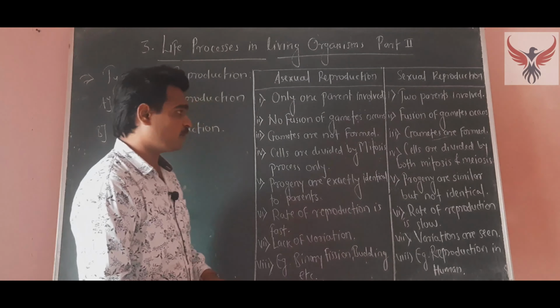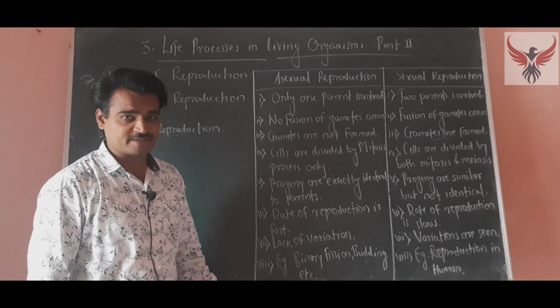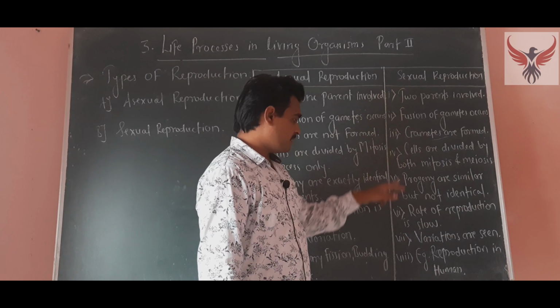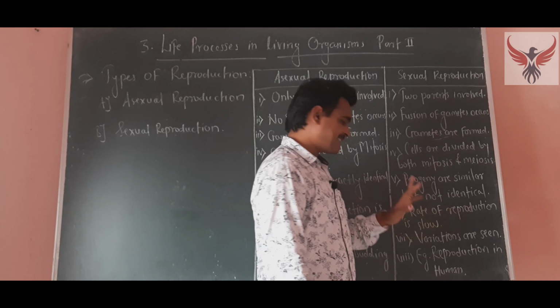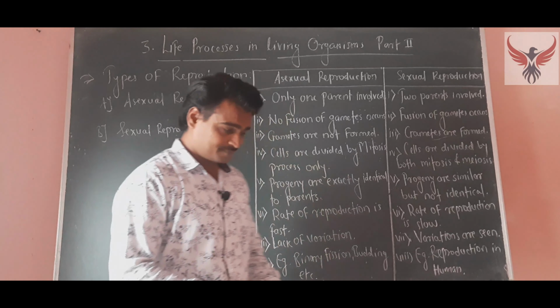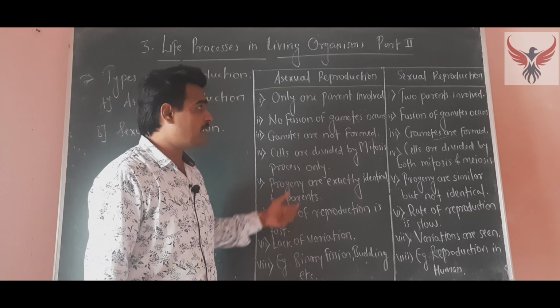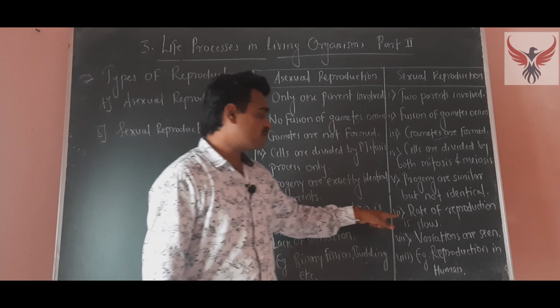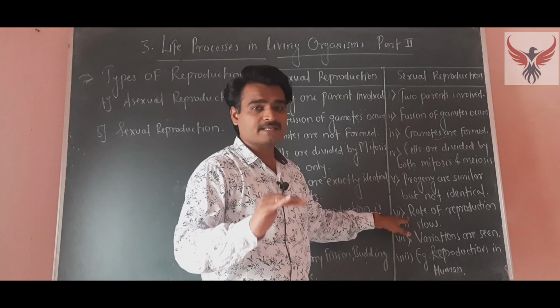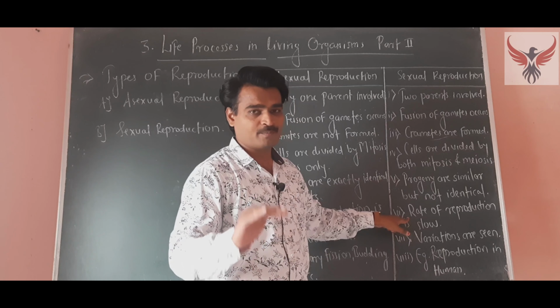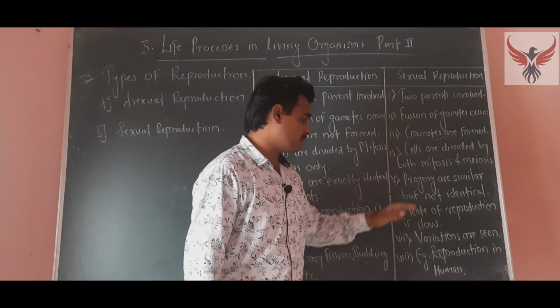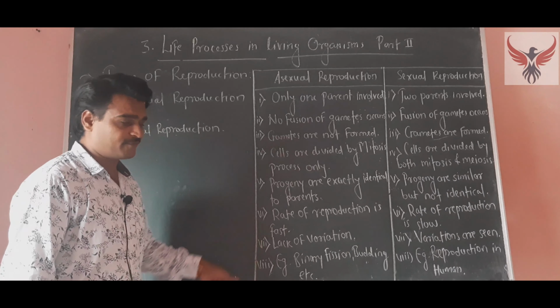In case of asexual reproduction, the sixth one is the rate of reproduction is fast. The rate of reproduction is fast in case of asexual reproduction, and in case of sexual reproduction, the rate of reproduction is slow. It means within a short period of time, a large number of progeny are obtained with the help of asexual reproduction, and within a short period of time, a smaller number of progeny are obtained with the help of sexual reproduction. So this is the meaning of the sixth difference.